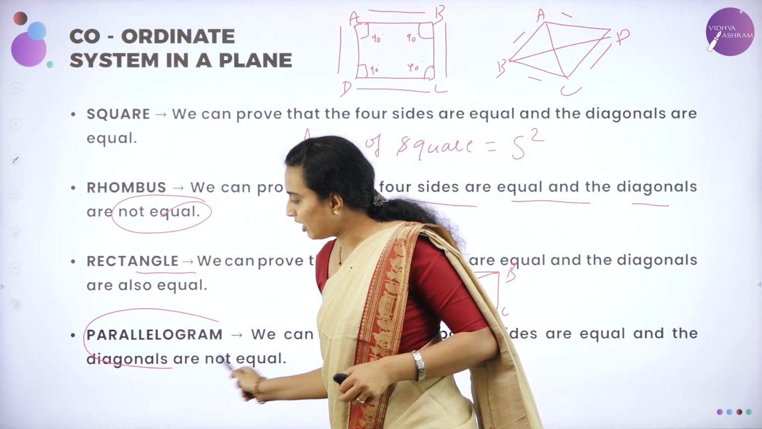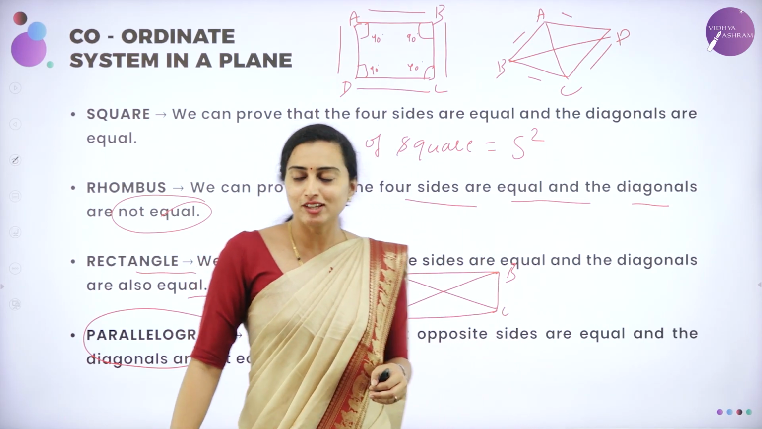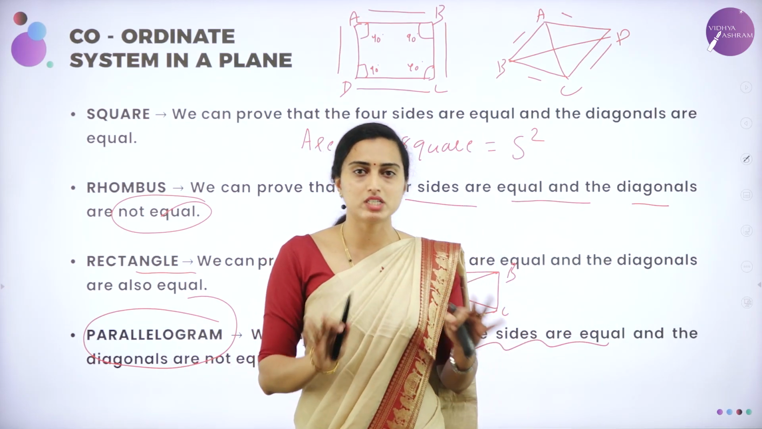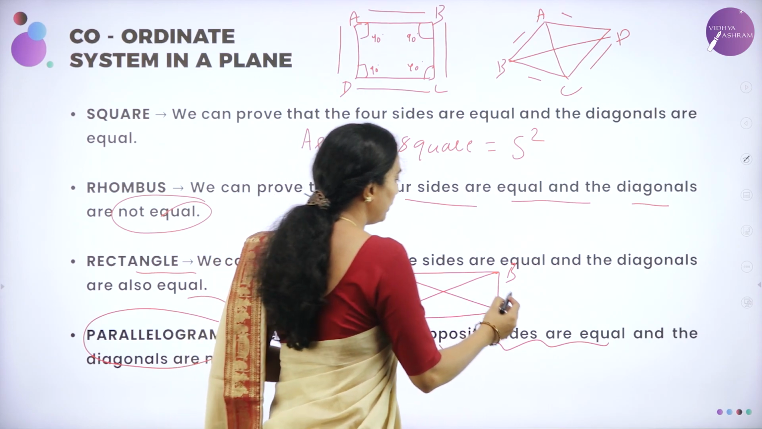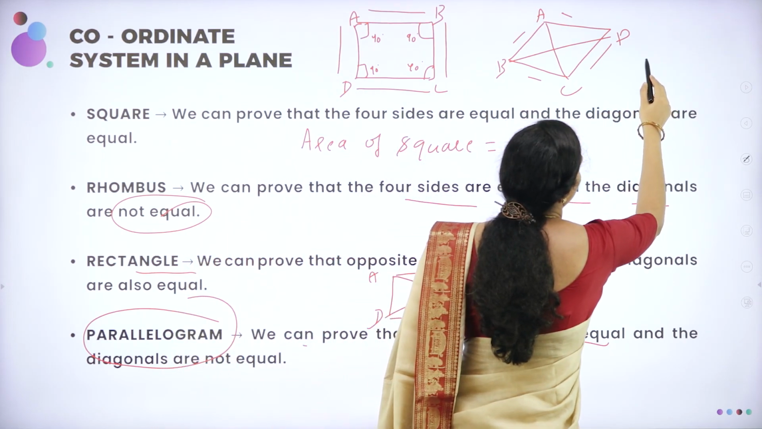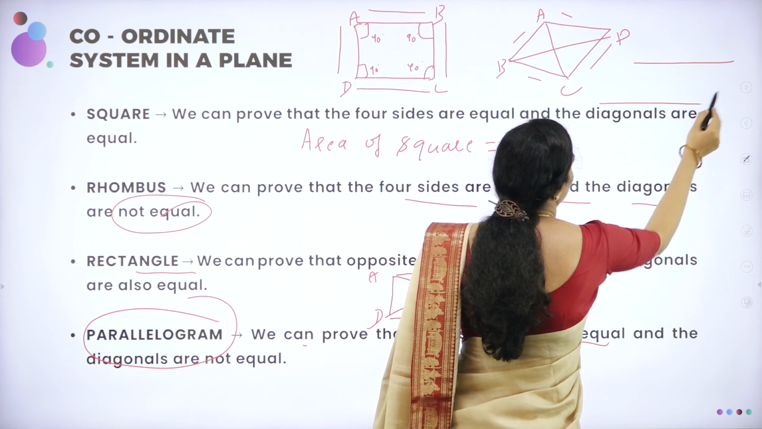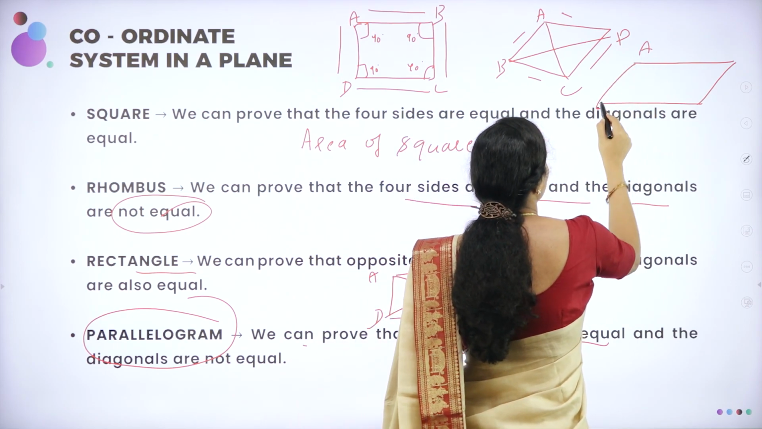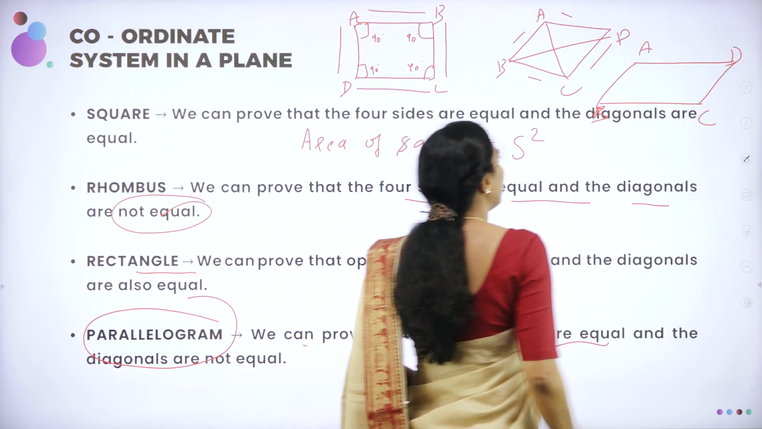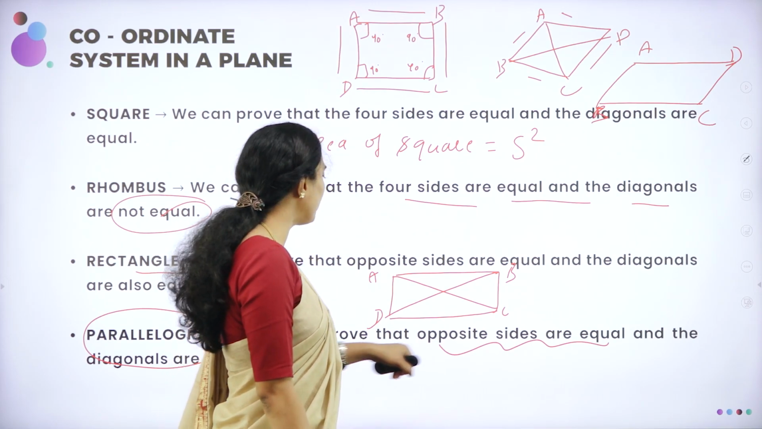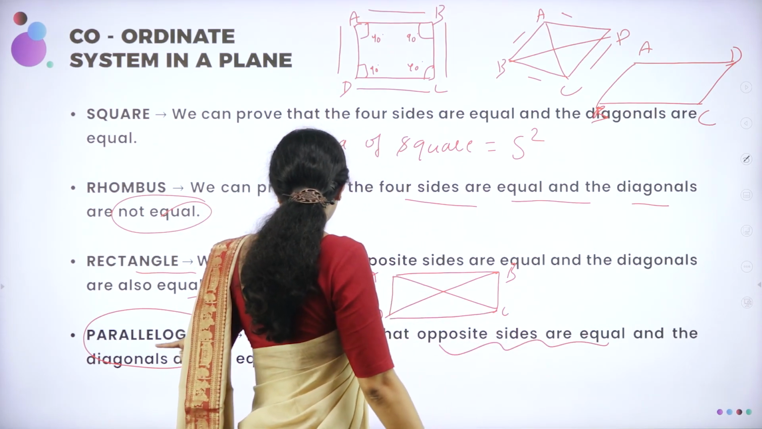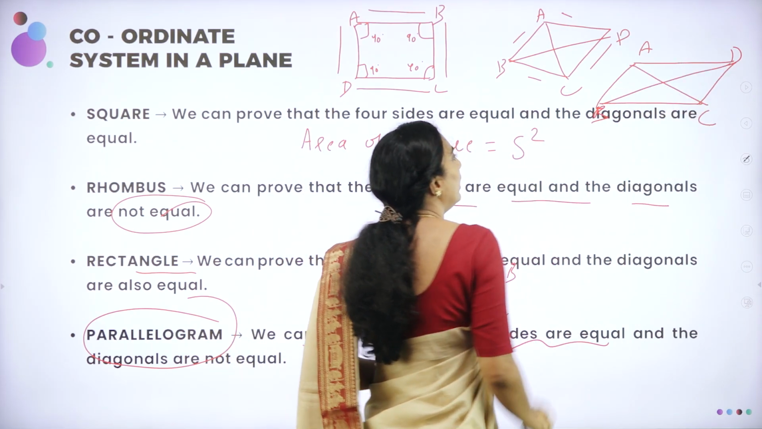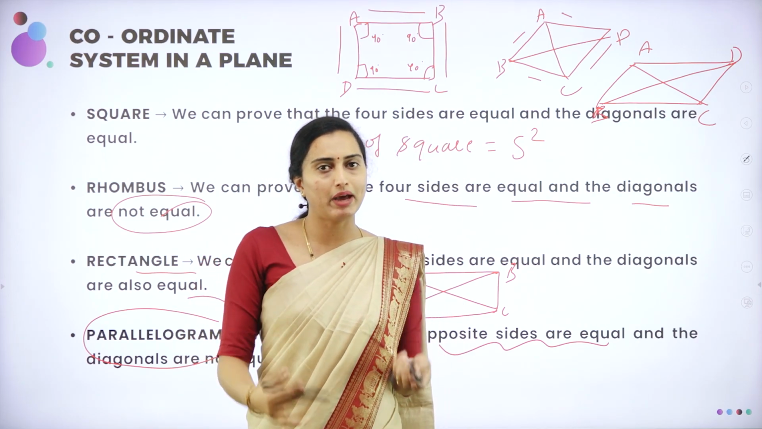Next we'll be moving on to the parallelogram. So parallelogram means we can prove that opposite sides are equal and diagonals are not equal. This is a parallelogram A, B, C, D. Therefore, for a parallelogram, these opposite sides are equal, these diagonals are not equal. Diagonals are not equal for the parallelogram.